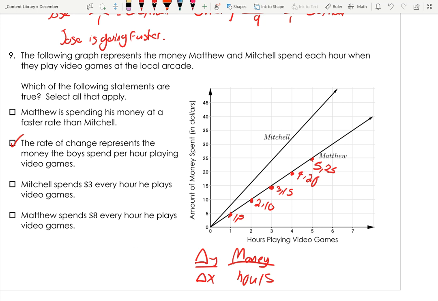So that's essentially rate of change. That's interpreting rate of change to a certain extent. I hope you find that useful.